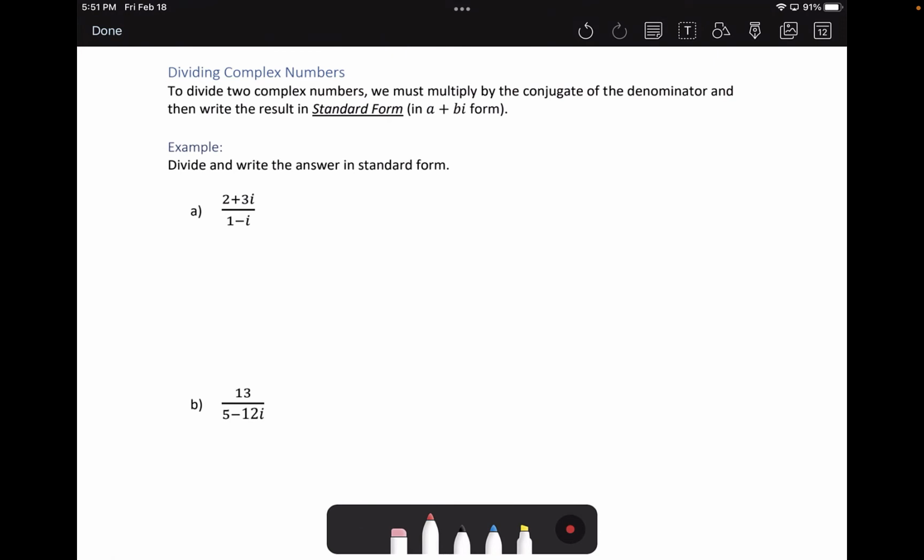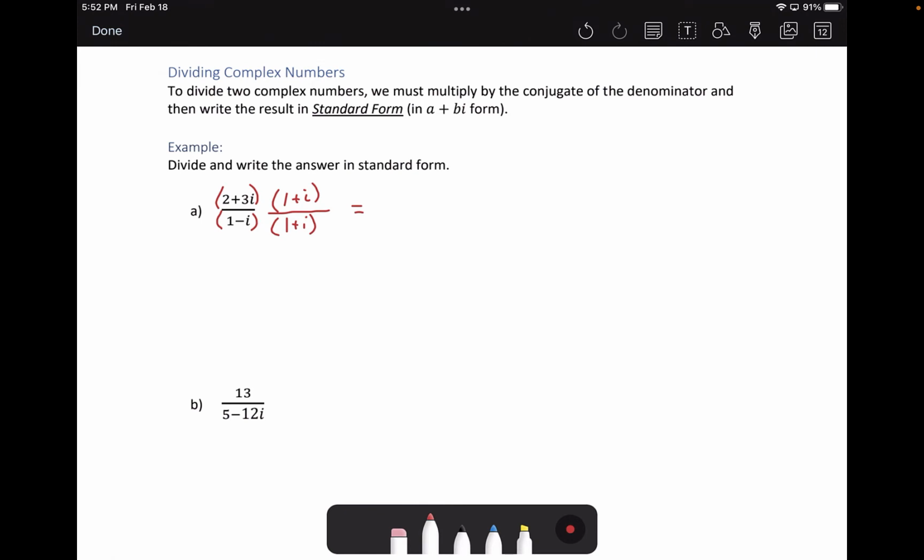Dividing complex numbers. To divide two complex numbers, we must multiply by the conjugate of the denominator, then write the result in standard form. In this first example, 1 minus i is in the denominator. We're going to multiply by the conjugate 1 plus i, and we're going to do that in the top and the bottom. If it helps, you can put parentheses around numerator and denominator. And now it's basically two multiplication problems.